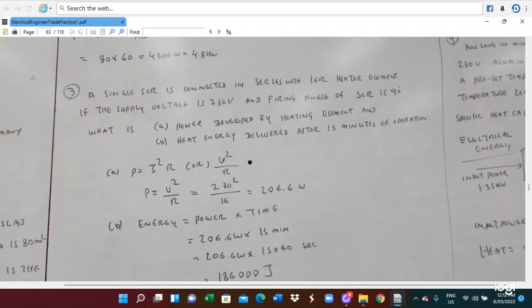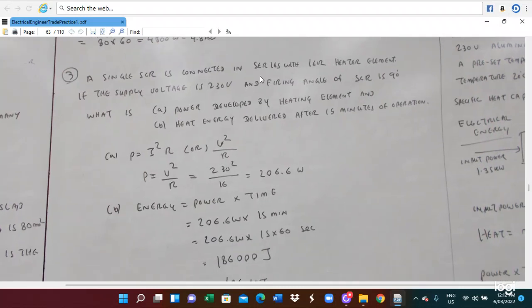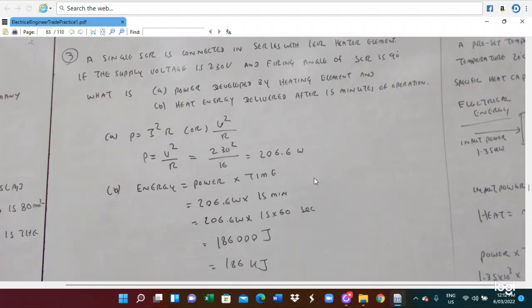Then also, a single SCR is connected in series with a 16 ohm heater element, the supply voltage is 230 volt and the firing angle of the SCR is 90 degrees. What is the power developed by the heating element and the heat energy delivered after 15 minutes of operation? So we have to calculate the power. Power is I squared R or V squared divided by R, where I is current, R is resistance, V is voltage. So the power is voltage squared divided by R. Voltage is 230 volt, resistance is 16 ohm, 230 squared divided by 16, you get 2065 watt.